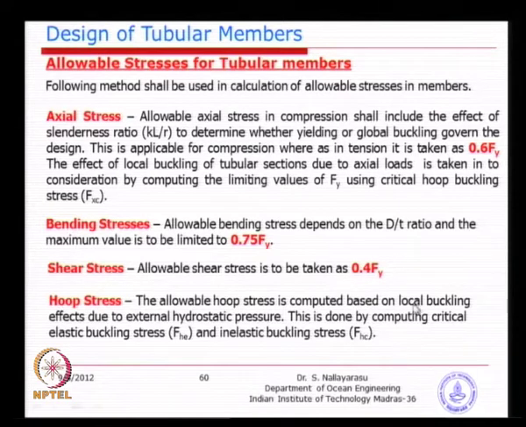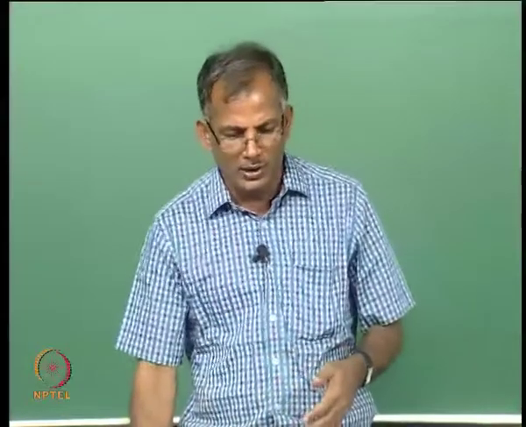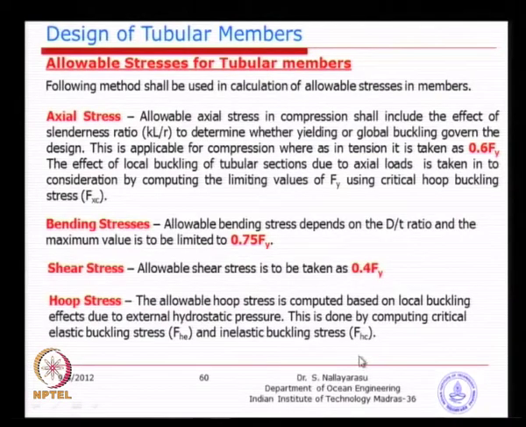Shear stress is very straightforward, irrespective of whatever the d by t ratio or KL by R ratio is, it is taken as 40%, also very easy. The last one is the hoop stress, which is going to be governed by local buckling, basically the buckling due to slender d by t ratio. So, that is going to be calculated and we will use the F h c as the representative allowable stress, basically the inelastic allowable stress.